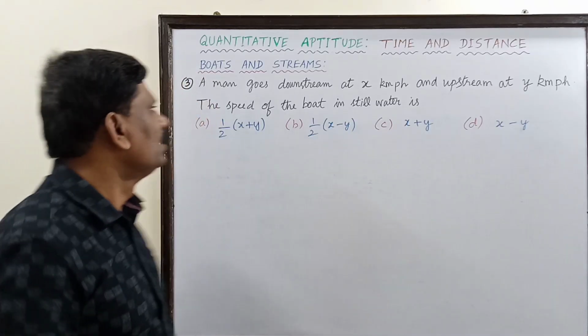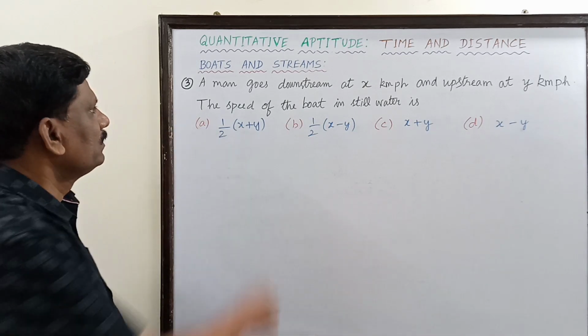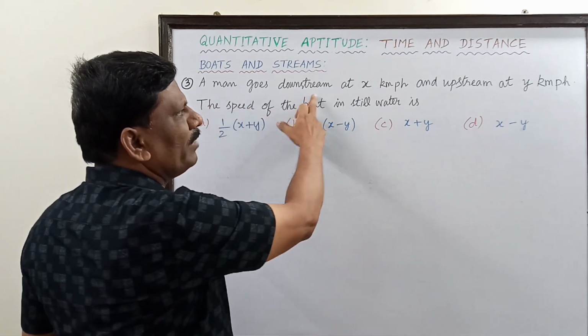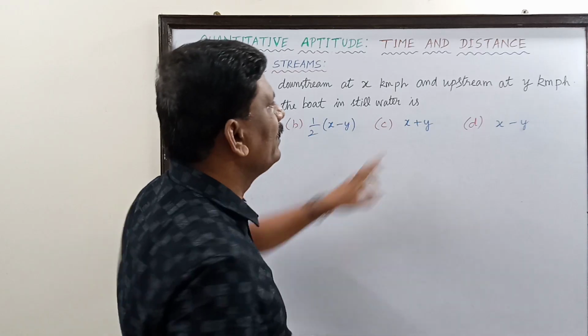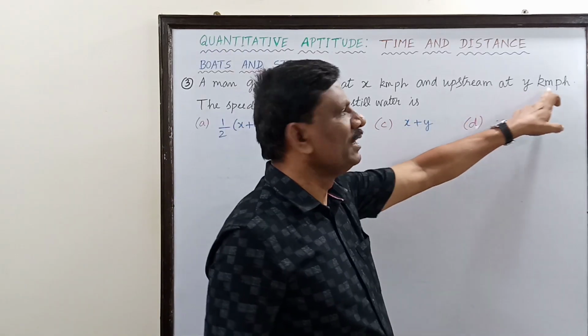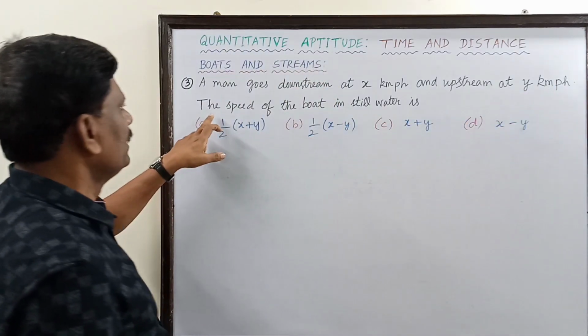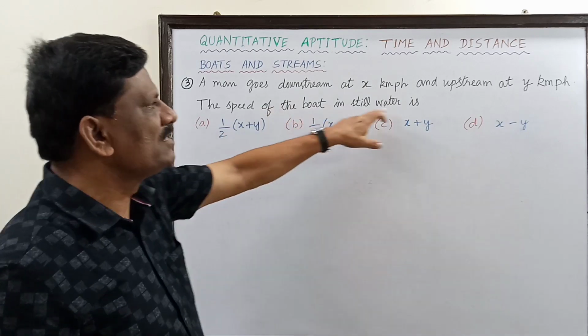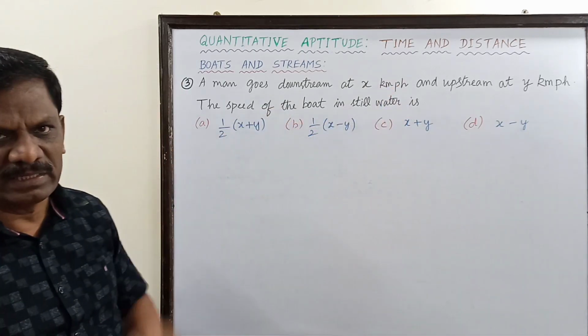Hi students, problem number 3. A man goes downstream at x km per hour and upstream at y km per hour. So the speed of the boat in still water has to be determined.